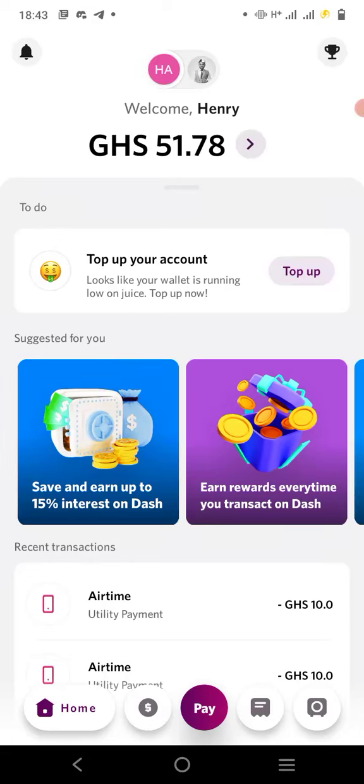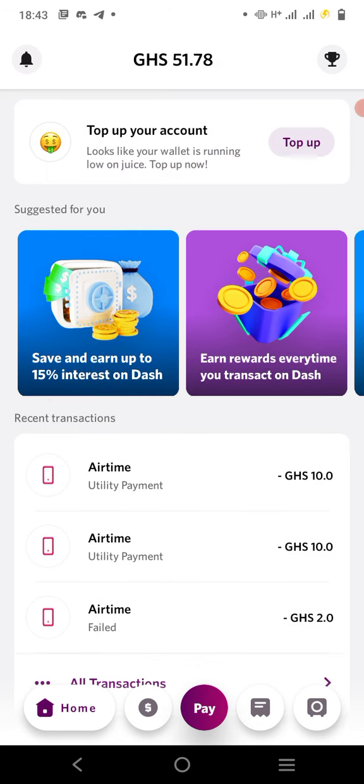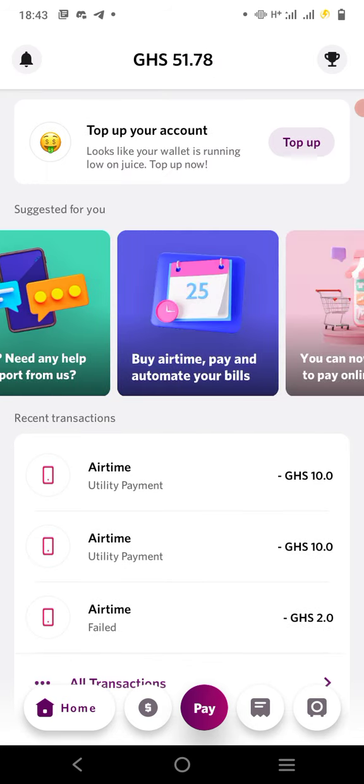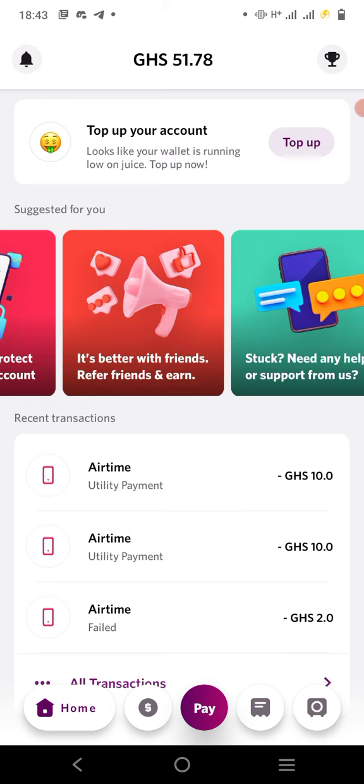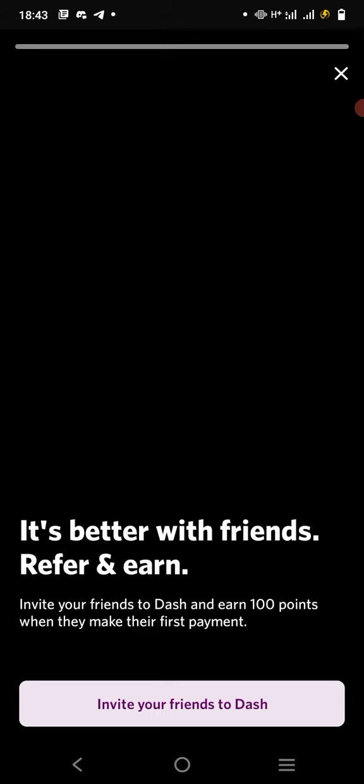So in today's video, I'm going to be showing you exactly how you can use Dash for arbitrage. In the previous video, I showed you the functionalities of Dash and what Dash can actually do. The only thing I would just want to talk about briefly, which I know I didn't really treat much in that video, is how you can earn.